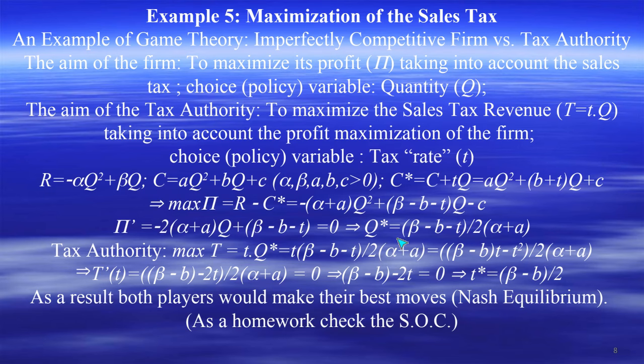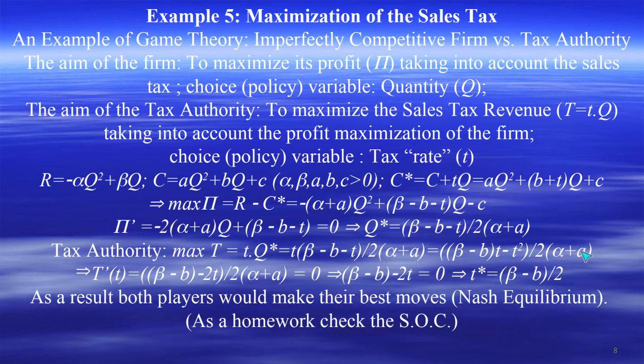So if we multiply small t with all this Q star, what do we obtain? T times (beta minus B minus T) over 2 times (alpha plus A), which is (beta minus B) times T minus T squared, over 2 times (alpha plus A). Then the tax authority will maximize this. This is the objective function of the tax authority. What shall it do? It will take the derivative of this function with respect to T, which is its policy variable, its choice variable. Very easy.